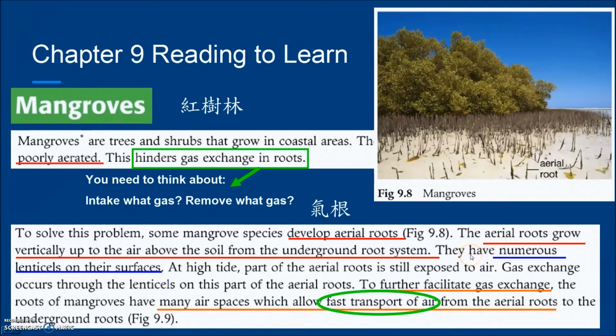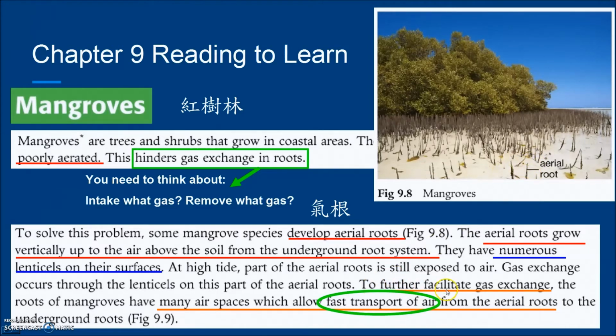One point I would like to add is that the aerial root has numerous lenticels on the surface. Remember that the lenticel is the air hole for the root to do the gases exchange. So at high tide, as I said before, part of the aerial root is still exposed to the air, so gases exchange can still be performed. It can occur through the lenticel on this part of the aerial root, and then the gas can diffuse from the aerial root to the underground root.